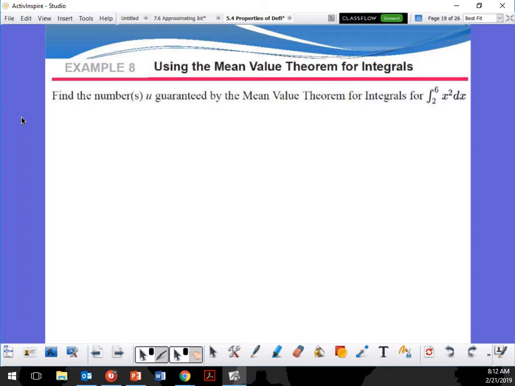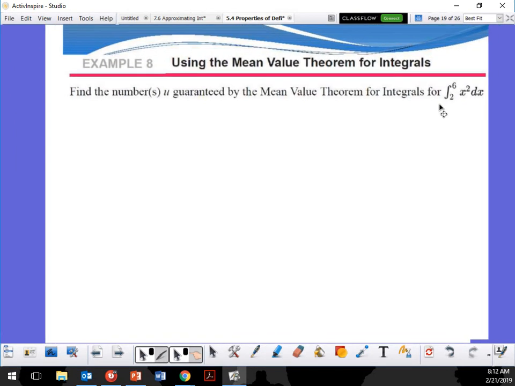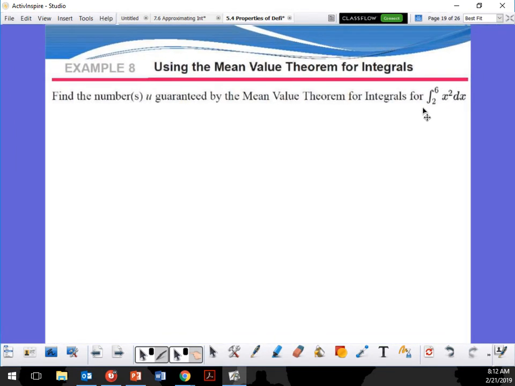Okay, so now let's go through the errors. So I am redoing 5.4 example 8 because if you watched the video last time, I made a mistake. I used the average value formula and I shouldn't have. So what we're going to do is, let me just redo the problem. First thing I'm going to do is start off with this right here.